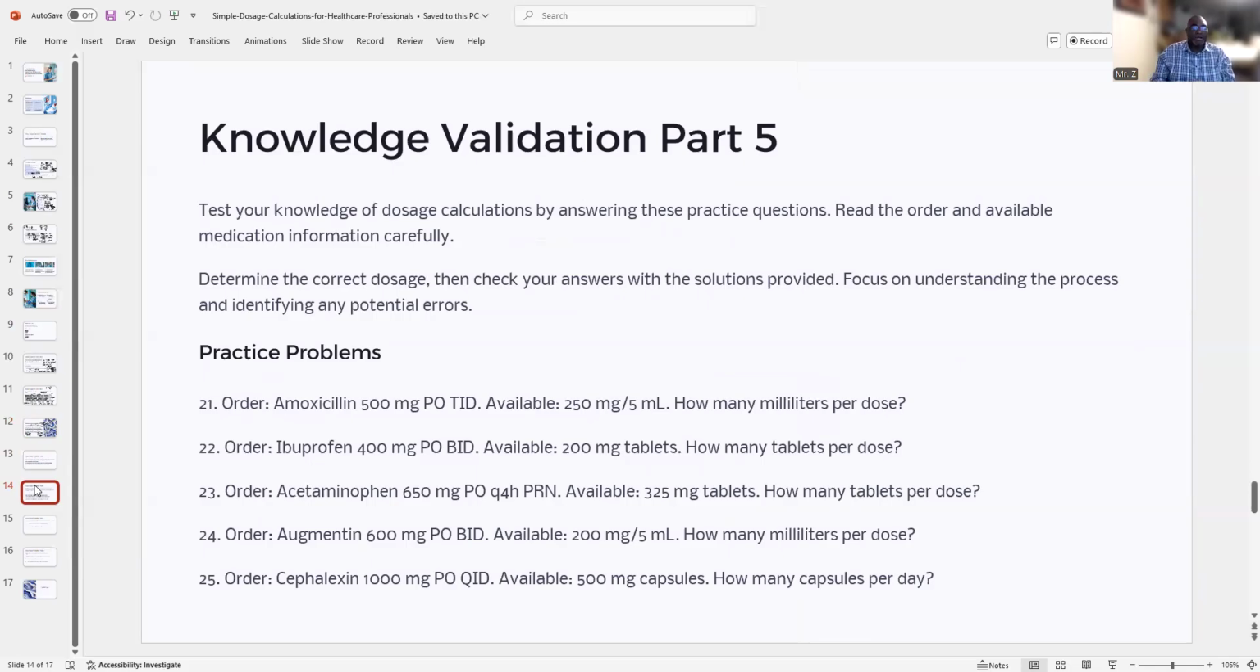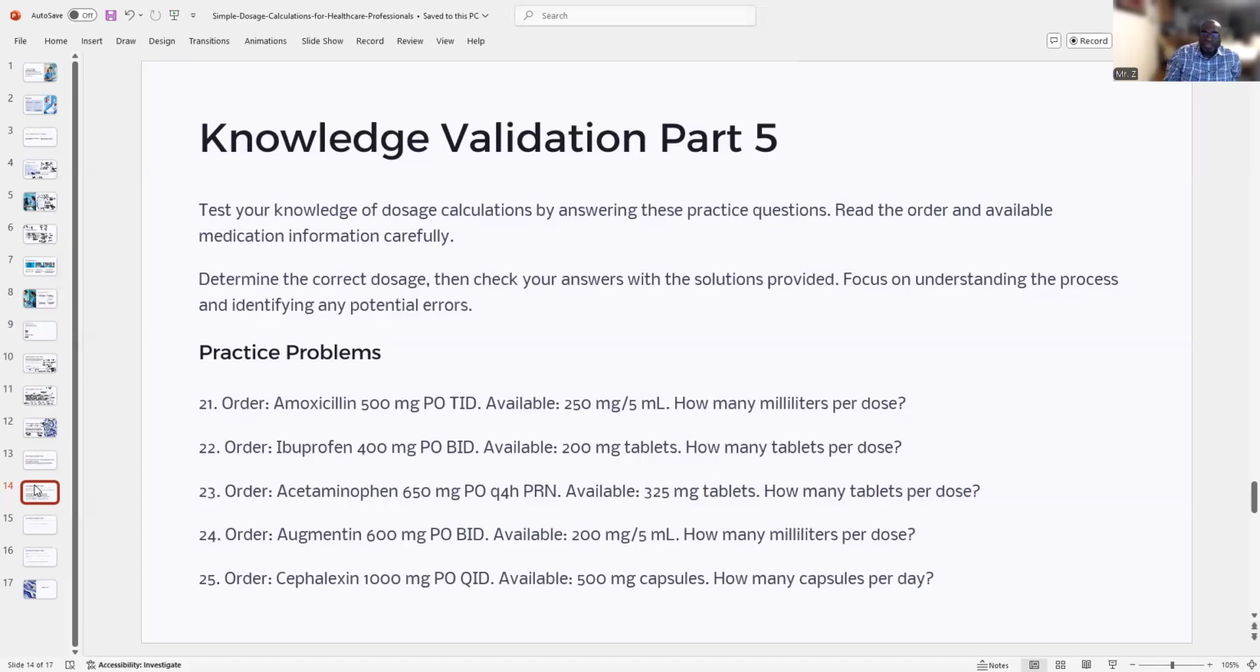All right, so let's look at number 21. Order amoxicillin 500 milligram PO TID. Available is 250 milligram per 5 mL. How many milliliter per dose would you give? Remember, they do not have to tell you per dose. If they do say per dose because they love you, or they can say how many milliliter would you administer. Just know anytime you solve a dosage calculation, you always do it for a single dose. The only time you multiply that by frequency is when they ask what would you give per day.